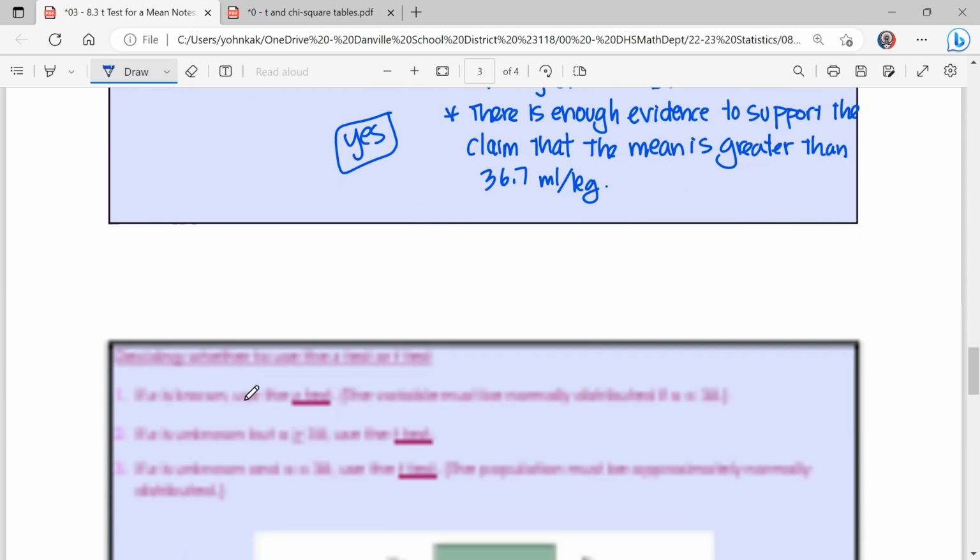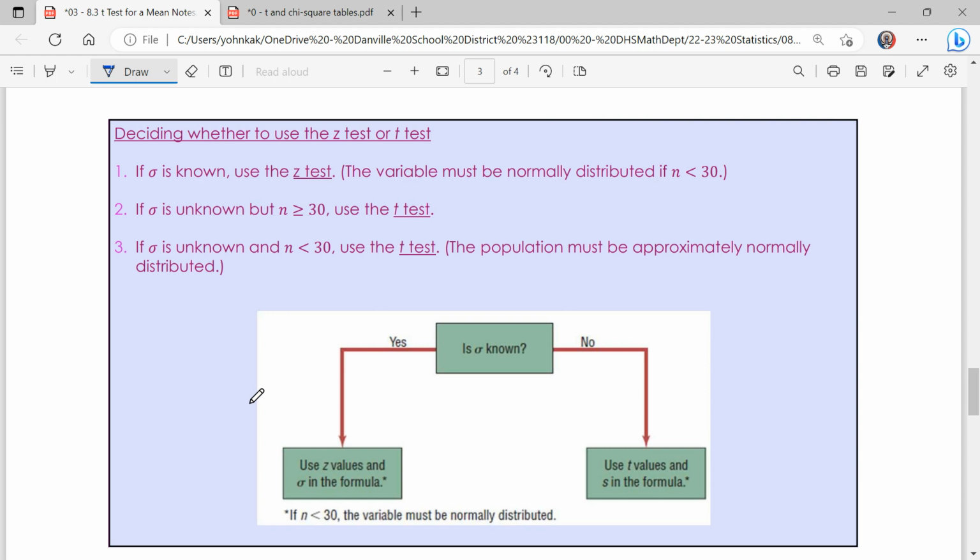Okay, so the next slide here just kind of gives you an overview of the difference between section 8.2 and section 8.3. 8.2 is when we did a hypothesis test for the mean, but we knew sigma, and so we used a z-test. Then we moved on to section 8.3. If sigma is unknown, but n is greater than or equal to 30, you can use the t-test. If sigma is unknown and n is less than 30, we can also use the t-test as long as the population is approximately normally distributed.